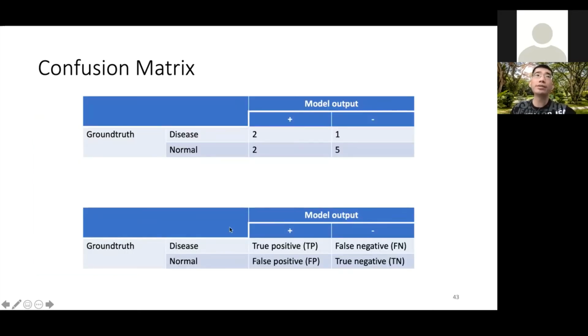And these four counts are more generally known as true positive, true negative, false positive, and false negative, okay? A true positive is an outcome where the model correctly predicts the positive class. Similarly, a true negative is an outcome where the model correctly predicts the negative class. A false positive is an outcome where the model incorrectly predicts the positive class. And a false negative is an outcome where the model incorrectly predicts the negative class, okay?